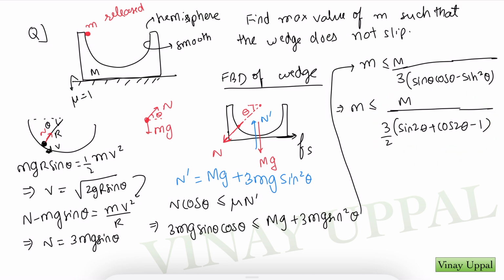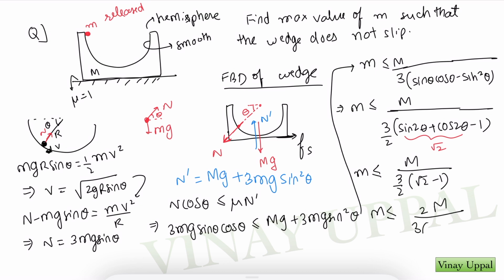So for that I need the largest value of this denominator, sin 2 theta plus cos 2 theta, and I know from trigonometry, or you can even use calculus, that the largest value would simply be root 2, and therefore m should be lesser than the smallest value of RHS, and the smallest value of RHS would be root 2 minus 1. So m should be lesser than or equal to root 2 minus 1. This is the largest value of small m that you can have such that the wedge does not slip.